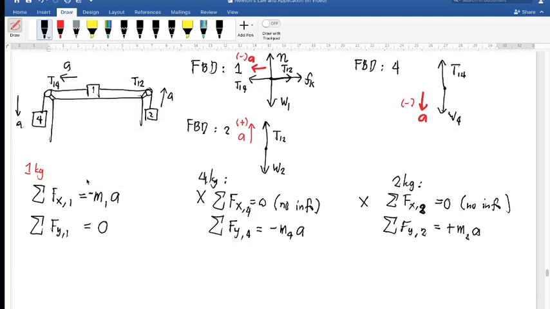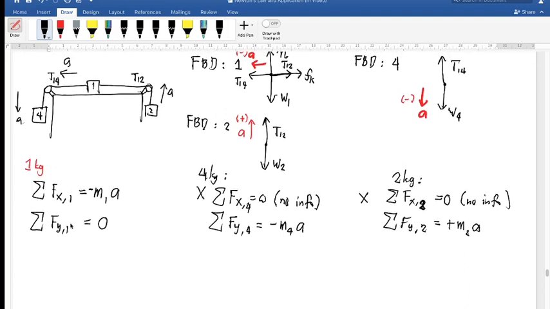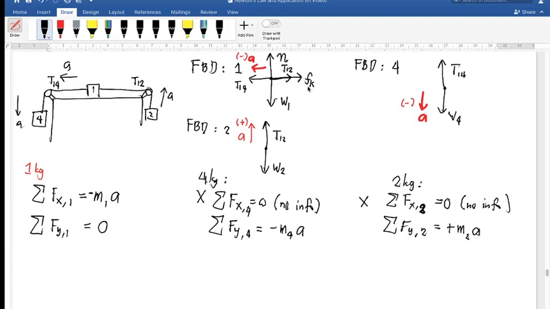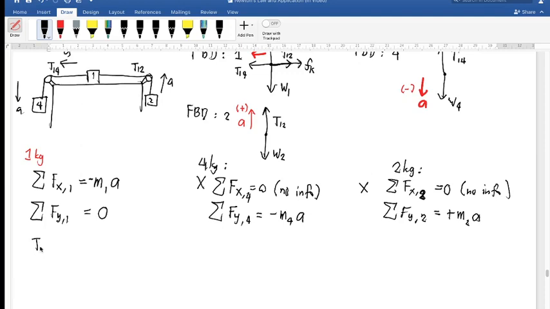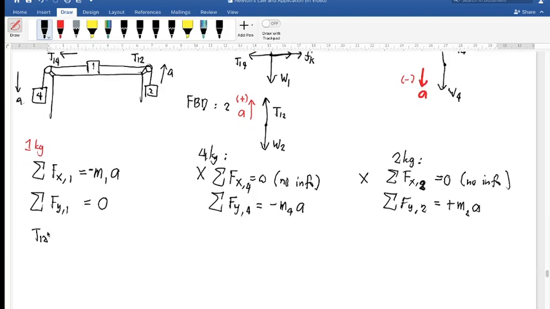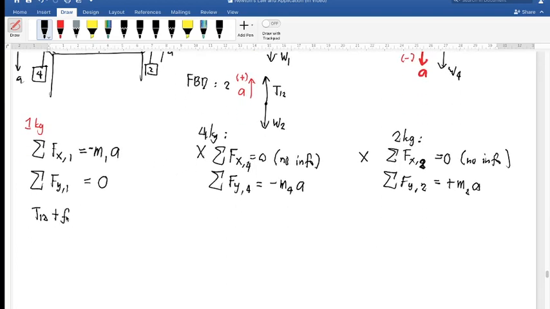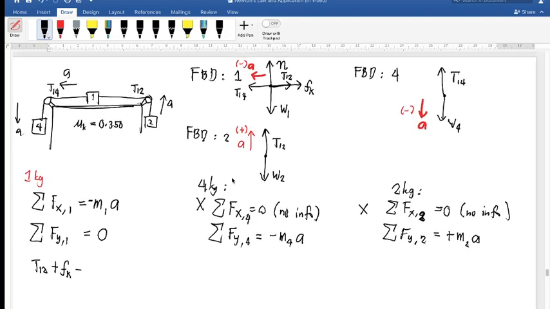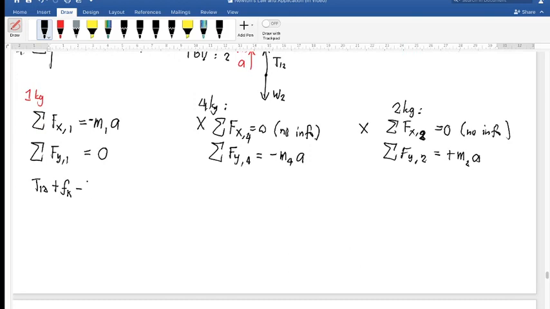So simplifying, we take note of the forces along x in the 1 kilogram. T14 is negative, and T12 and the kinetic friction force FK are all positive, based on our coordinate system: to the right, positive; to the left, negative. So T12 plus the kinetic friction force, given that the coefficient of kinetic friction is 0.350, next is minus T14, and that is equal to negative M1A. This could be our equation number 1.